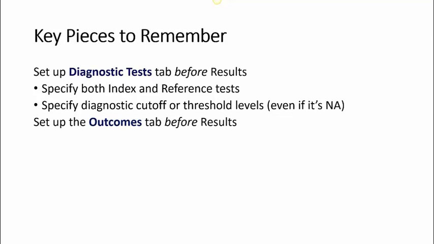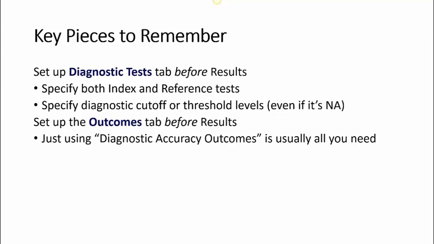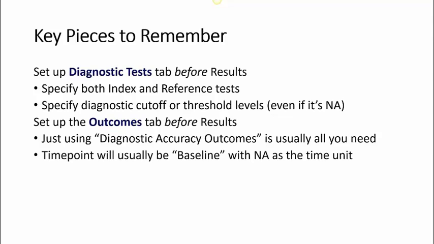Second, we're going to set up the Outcomes tab before we get to the Results tab. And here, often just using Diagnostic Accuracy Outcomes is usually all you need. Also, you'll want to specify the time point. Now, if the index and the reference tests were gathered, the samples were gathered about the same time, then usually you're only going to have one. It'll be your baseline time point, and you're going to have NA as the time unit.